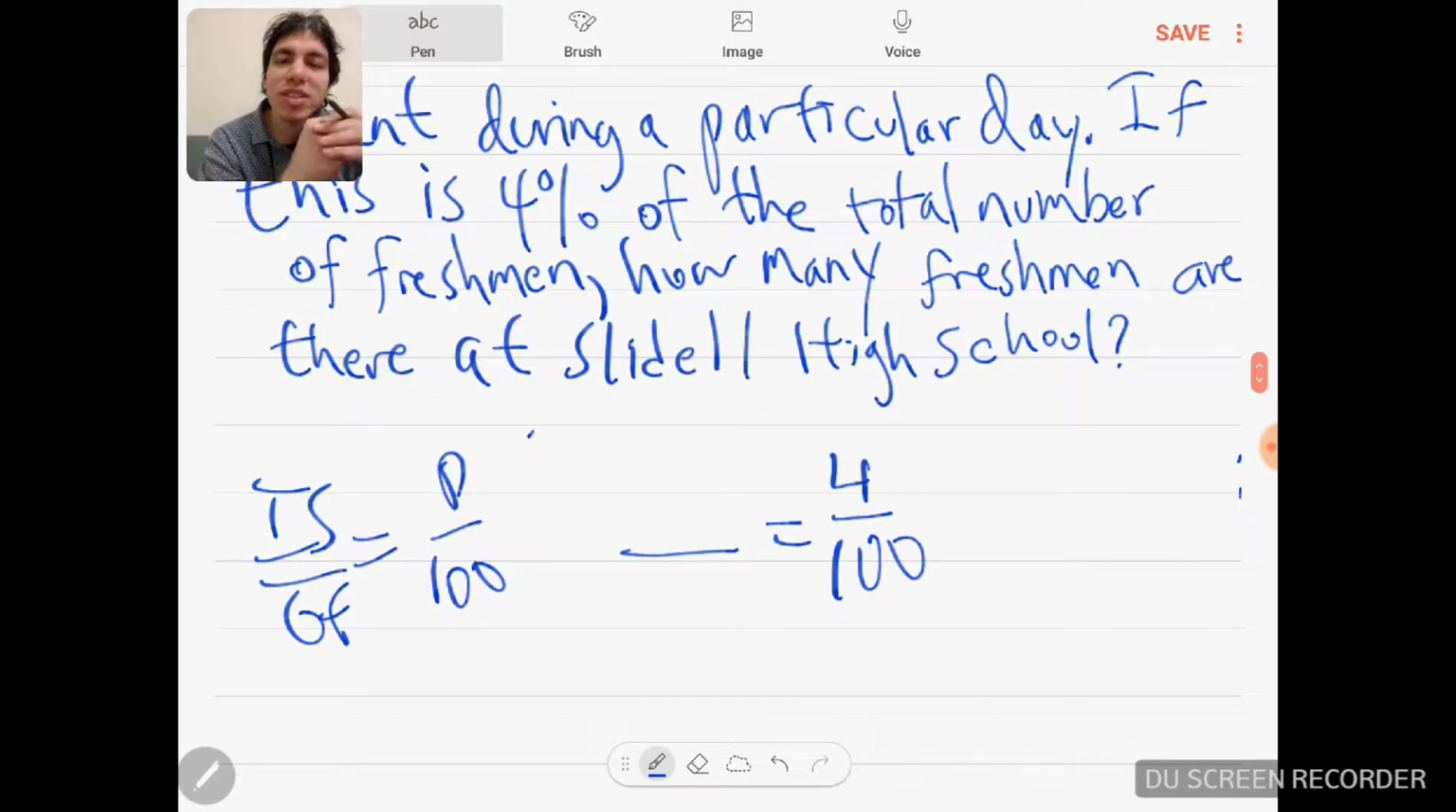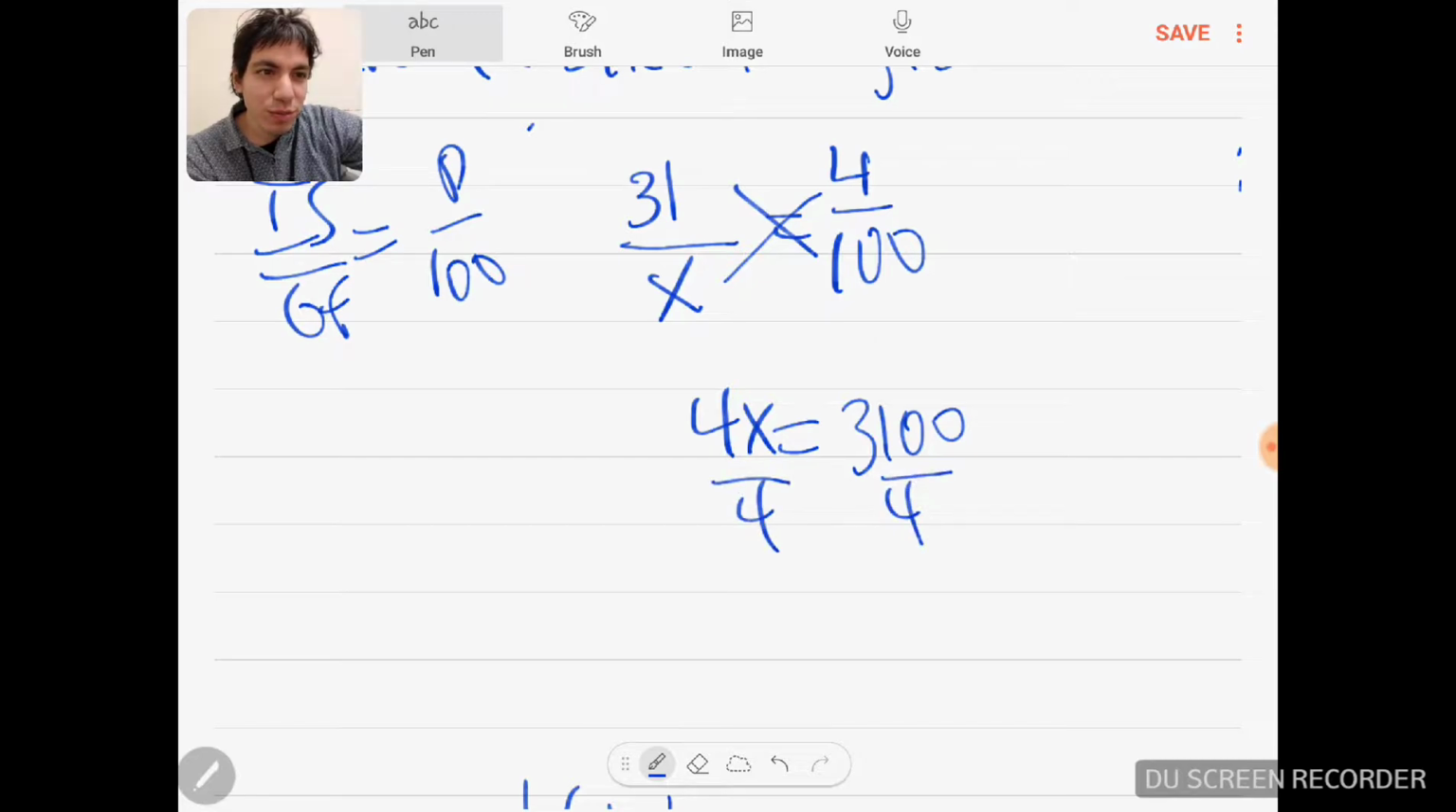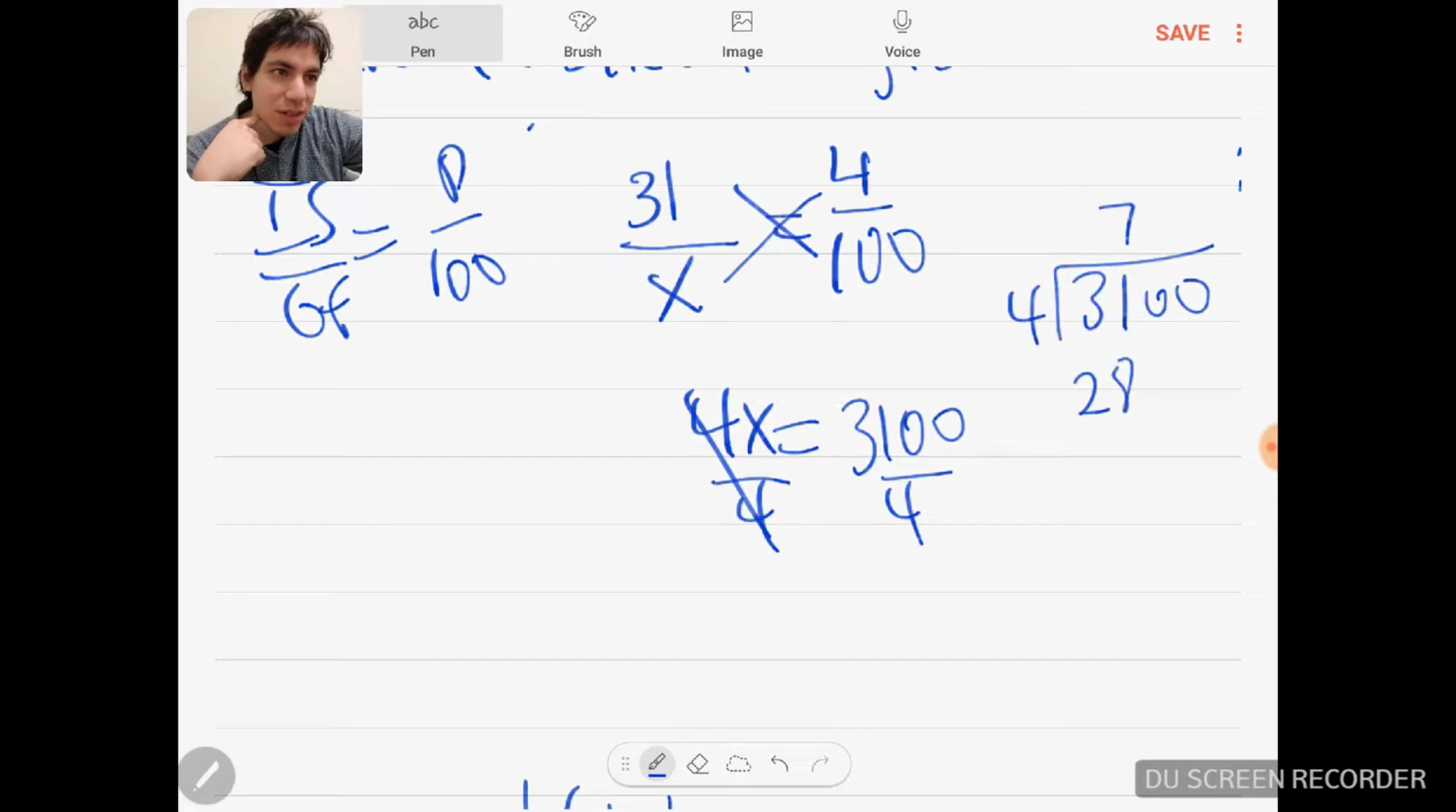So let me ask you, the question said he counted 31 freshmen on a particular day. Is that the total? No, it's not. So the total is going to be x, and this is the certain amount that Mr. Perry, the principal, counted, 31. So now I'm going to cross multiply, and I get 4x equals 3,100. I divide 4 into both sides. I get, let's see, 4 divides into 3,100 7 times.